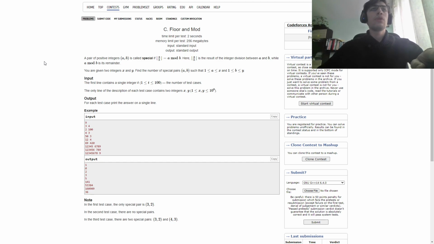For this problem, we call a pair of positive integers a, b special if the floor of a divided by b is equal to a mod b. And we are given in the statement the definitions for floor of a divided by b and for a mod b. And we are also given the integers x and y, and we need to find the number of special pairs a, b such that a is between 1 and x and b is between 1 and y. And the numbers x and y are quite big, up to 10 to the 9.